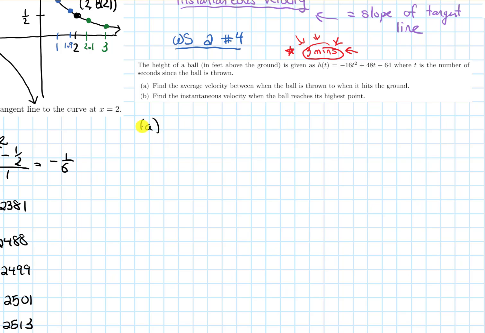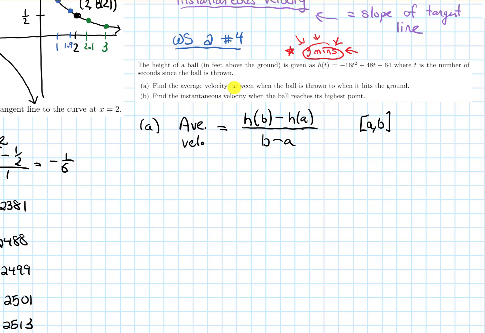All right, so A is asking us for an average velocity. So we need the change in position over change in time. In this case, my position function is called h for the height. So I'll need the final height, which I'll call h of b, minus the initial height, which I'll call h of a, over b minus a, where our time interval is from a to b.